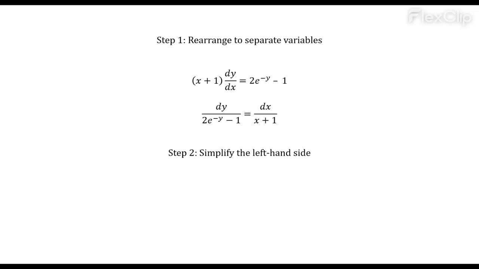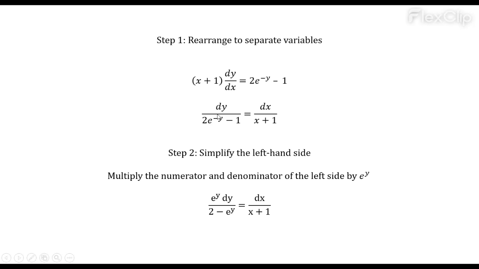So next step, simplify the left hand side. Okay, we have e raised to minus y here, so we'll multiply both the numerator and the denominator on the left side only by e raised to y. So e raised to y up and down both. So we'll have e raised to y at the top next to dy, and this term e raised to minus y into e raised to y will cancel out each other, so we'll just be left with 2 over here, and instead of 1 we have e raised to y, which we multiplied. Okay, this multiplication will apply to both the terms, of course.